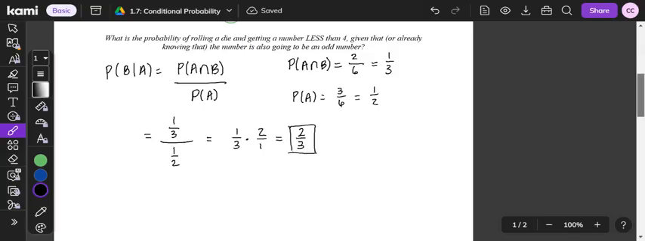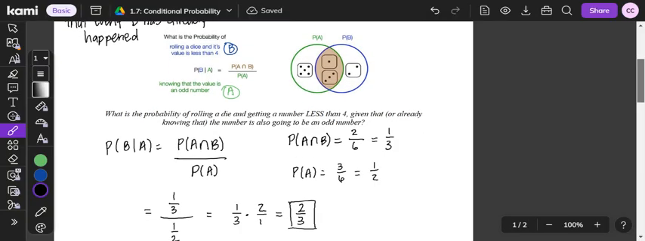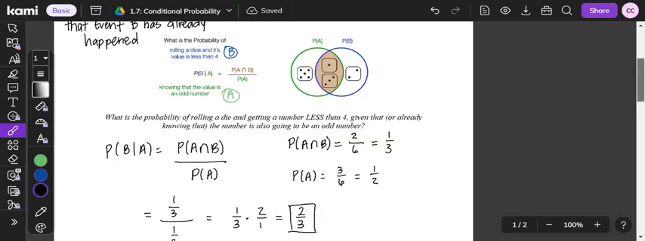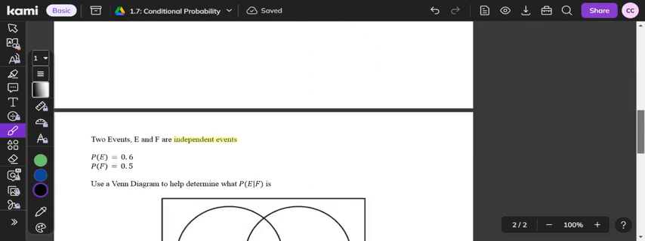You can also use the picture sometimes to logically reason through this. Out of the odd numbers, there are three of them. How many of them are also less than four? Two of them. So two out of three odd numbers are also less than four. That's where the 2/3 comes from. Okay, now flip it over to the back.